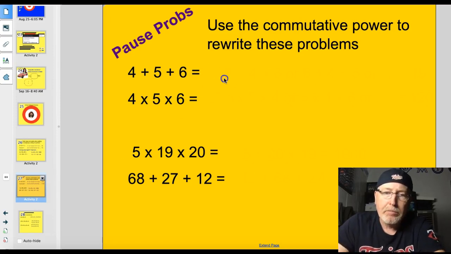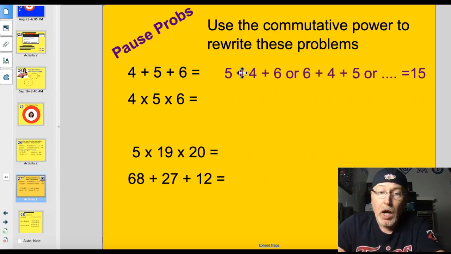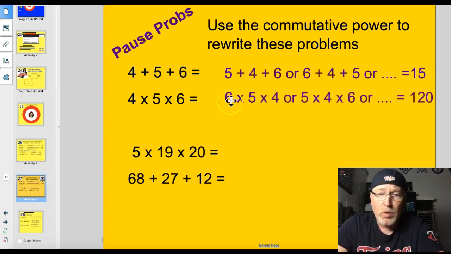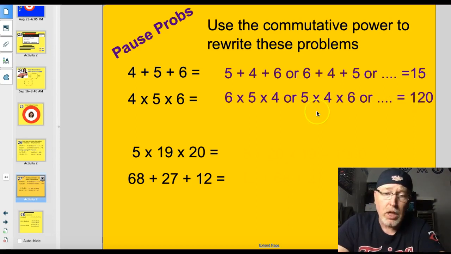All right, let's see how you did. Well, you could have written 5 plus 4 plus 6, 6 plus 4 plus 5. There's other ways to do it. If you wanted to evaluate it as well, it's 15, but I said you didn't have to evaluate it. This one here, 4 times 5 times 6, could be 6 times 5 times 4, 5 times 4 times 6. There's other ways to write that too, but it equals 120.